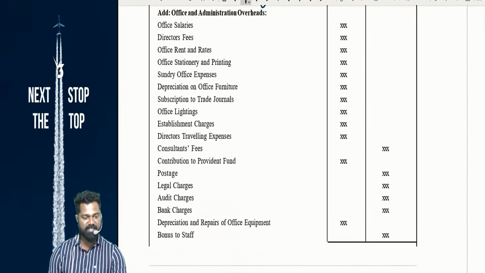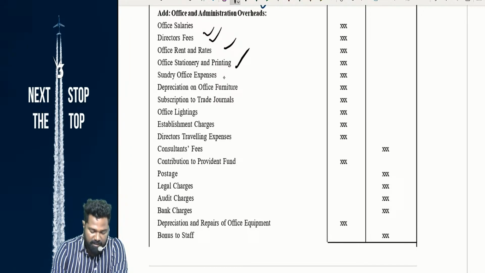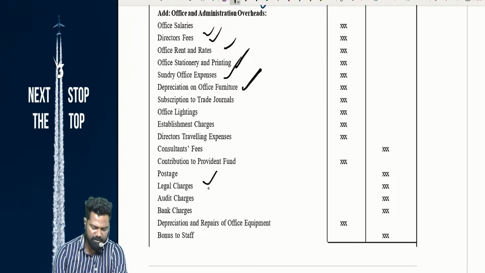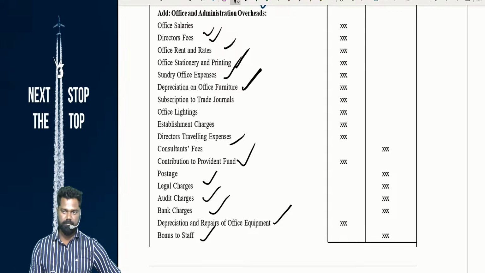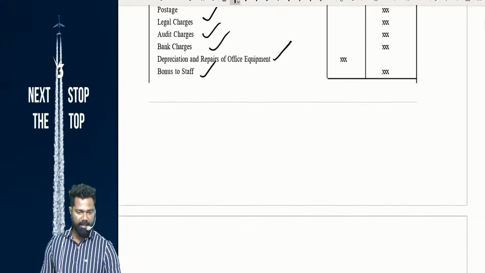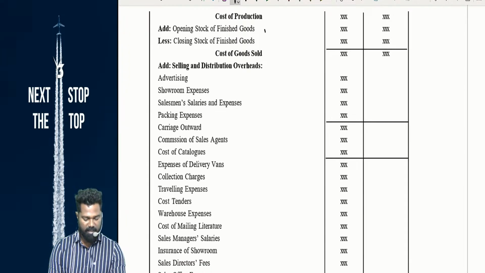Clear? Administration: all these expenses will come under administrative. Tell me what all the items? Office salary, director fees, rent, stationery, sundry office expenses, depreciation on office furniture, next subscription, all these items boss, legal charges, audit charges, bank, depreciation on office equipment, bonus to staff, all this comes under admin. Clear? Okay.